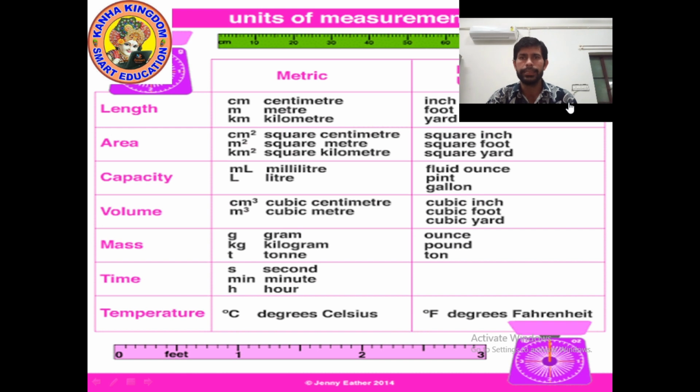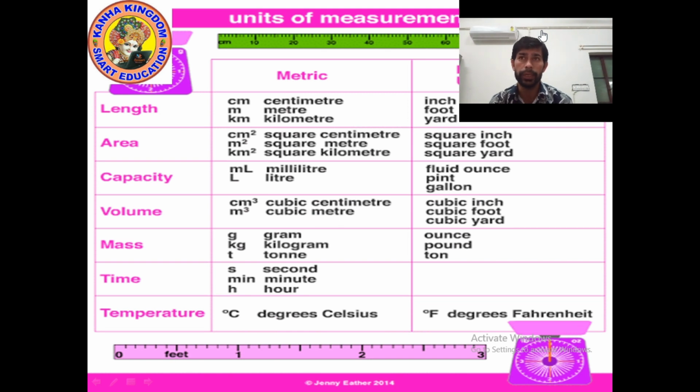You can see on the screen I have written some units to measure length, area, mass, temperature. You know that we use different kinds of units for measurement. To measure length, look at the screen, we use centimeter. Centimeter is denoted by cm. Meter is denoted by small m. Kilometer is denoted by small km. Yes, these are the units of length: centimeter, meter, kilometer.